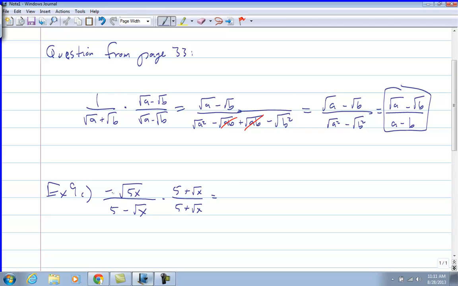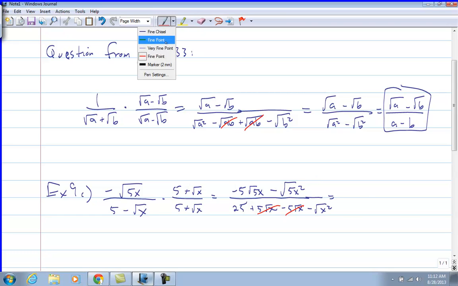So our numerator becomes the negative of square root of 5x times 5, which is negative 5 square root of 5x. And then negative square root of 5x times square root of x is negative square root of 5x squared. And down below we have 5 times 5 is 25. 5 times square root of x is plus 5 root x. Negative square root of x times 5 is negative 5 root x. Negative square root of x times square root of x is negative square root of x squared. And so just as we saw earlier, this 5 root x and negative 5 root x just cancel out.